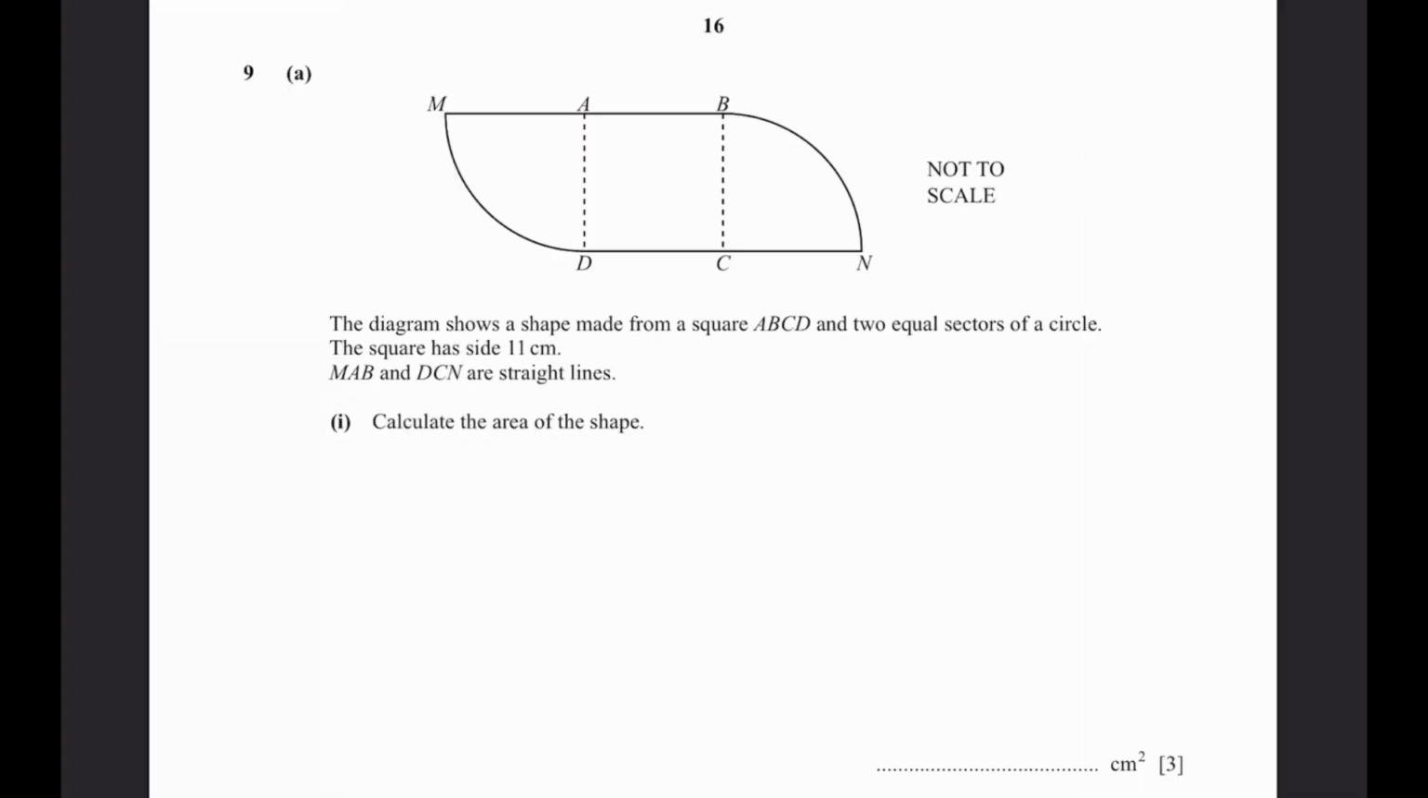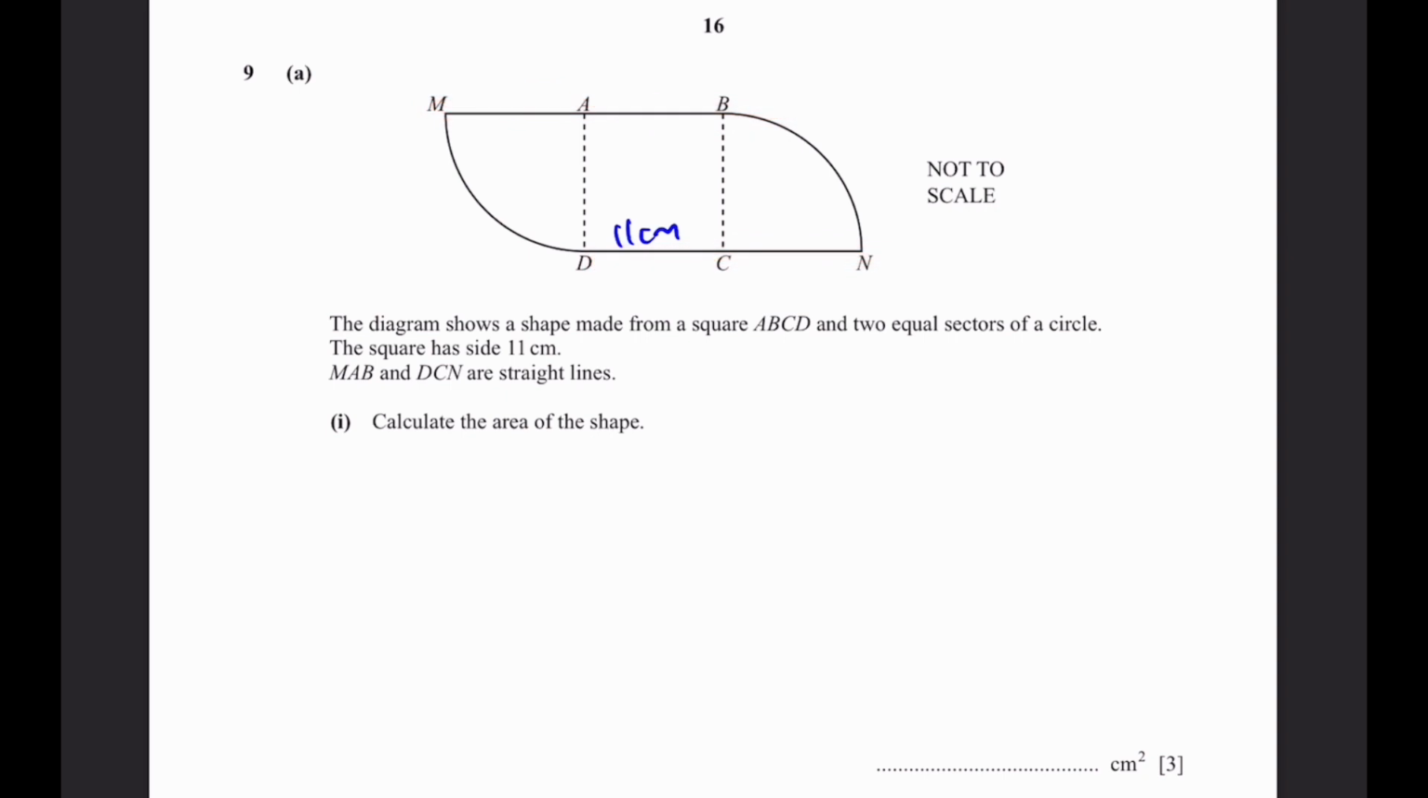Question 9. A. The diagram shows a shape made from square ABCD and two equal sectors of a circle. The square has side 11 centimeters. Over here, 11 centimeters. For example, DC, CB, BA, and AD are 11. MAB and DCN are straight lines. 1. Calculate the area of the shape.